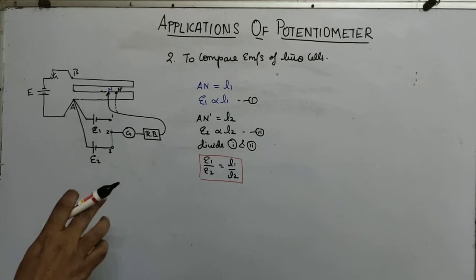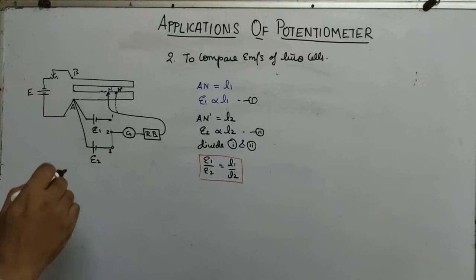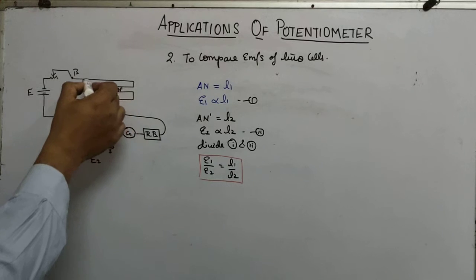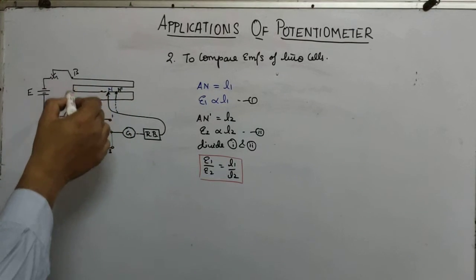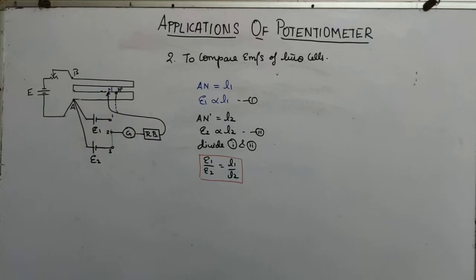Since the galvanometer is a very sensitive apparatus, if I place a jockey at some other points which are far off from the null point, then a high current might flow through the circuit, which might damage the galvanometer. So just in order to protect the galvanometer, this resistance box is connected in series.